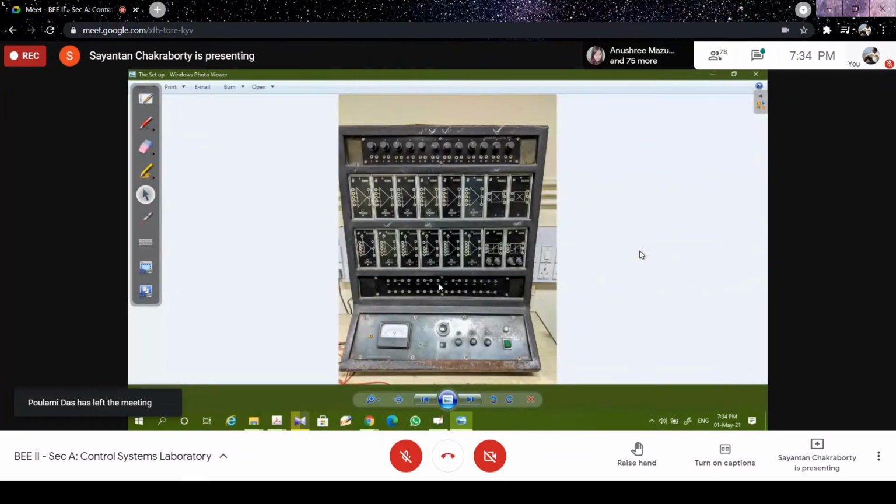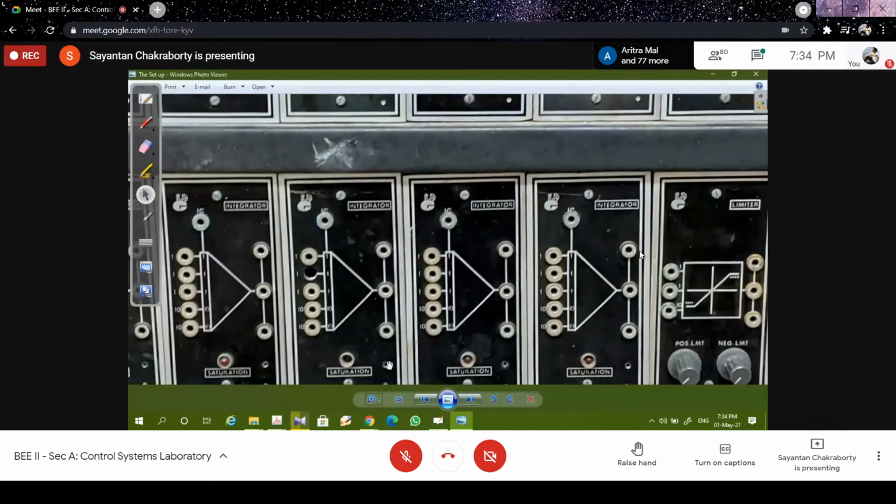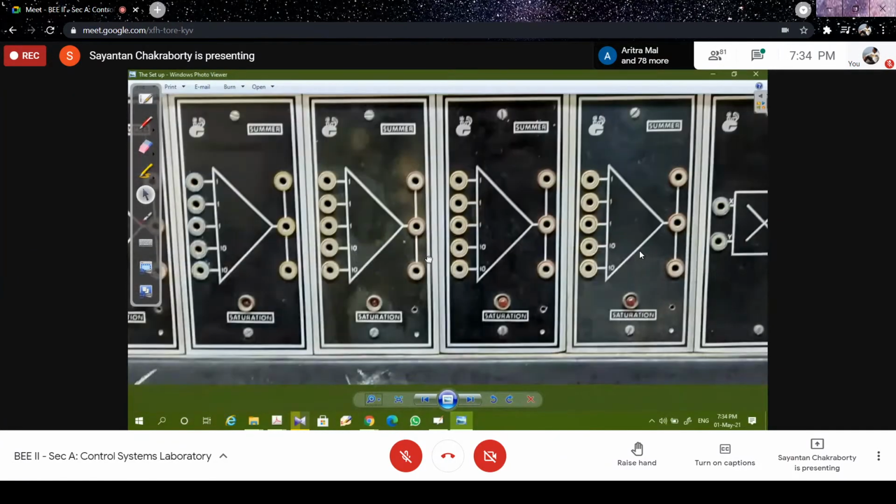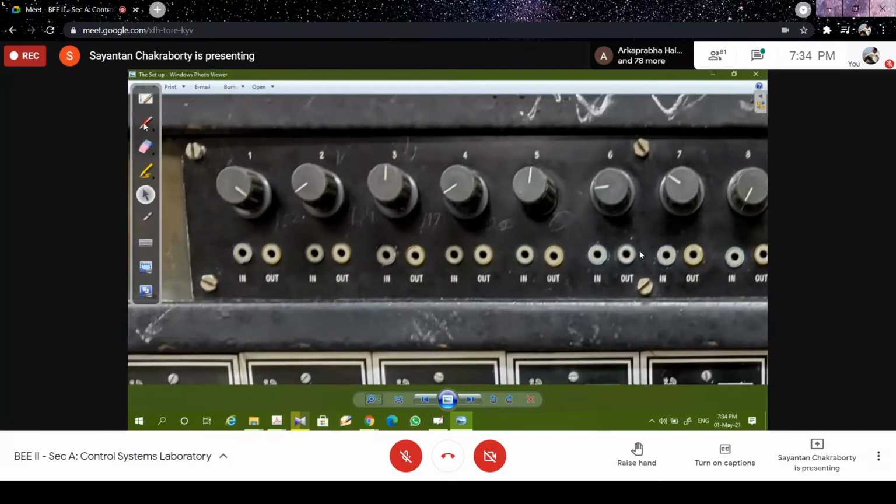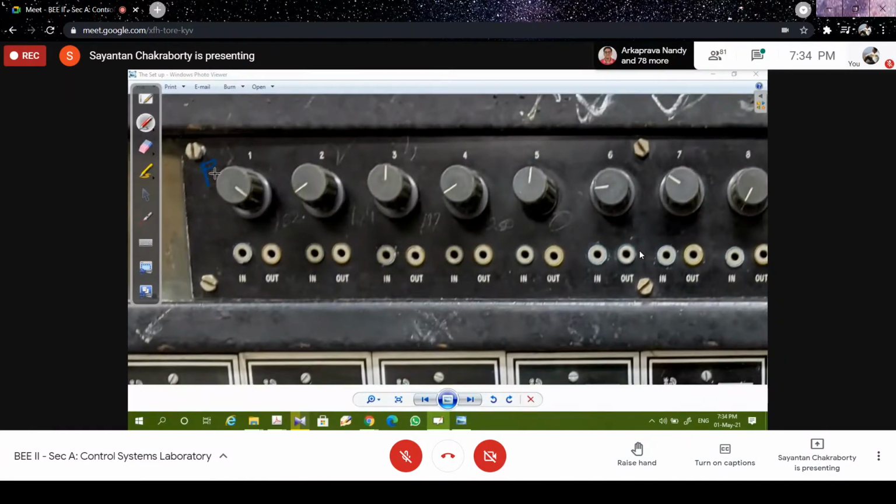So this is the setup that we'll be using for operational amplifiers as computing elements. If you look closely at the setup, see what is there. At the top, there are these things which are called pots, basically potential dividers or helical potential dividers. What do they do? You give an input signal, say plus 10 volt, and you get an output signal.